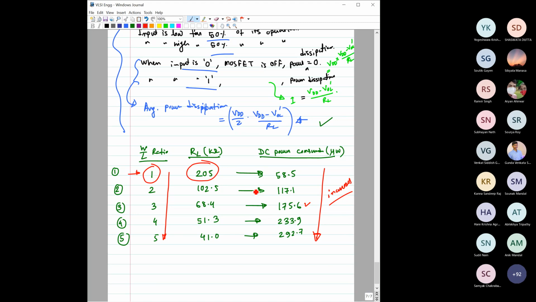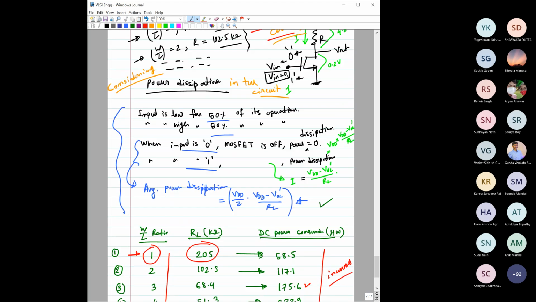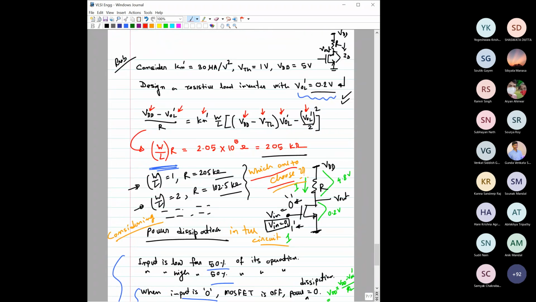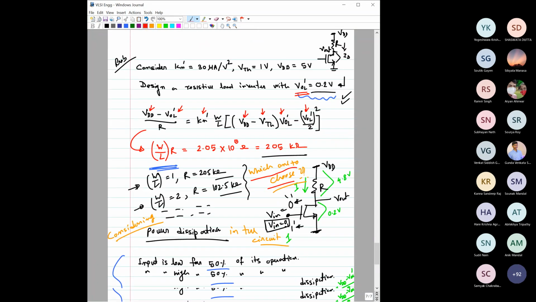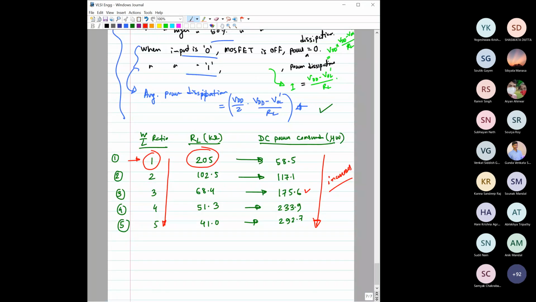So, whatever you choose, you are going to get V_OL dash equal to 0.2. That is not going to change, right? The thing that is going to change is the power distribution. When you are designing any circuit, it's not only from one side that you have to think, "I got this, so I can choose any value." You should consider other important performance indicators as well. One of the indicators is the power dissipation.